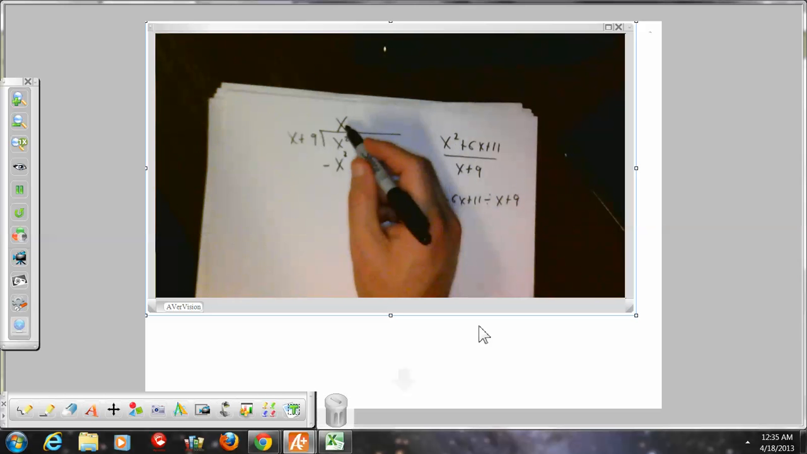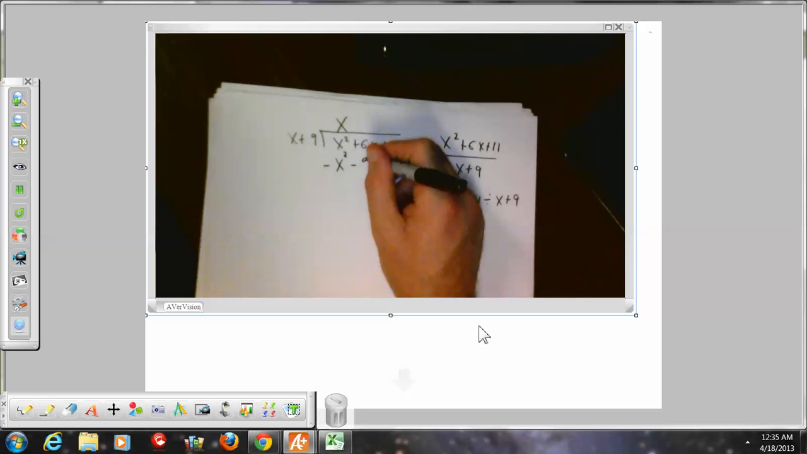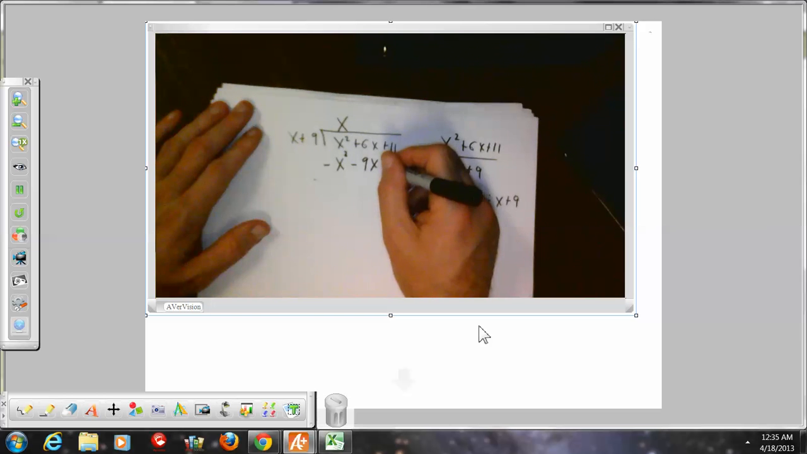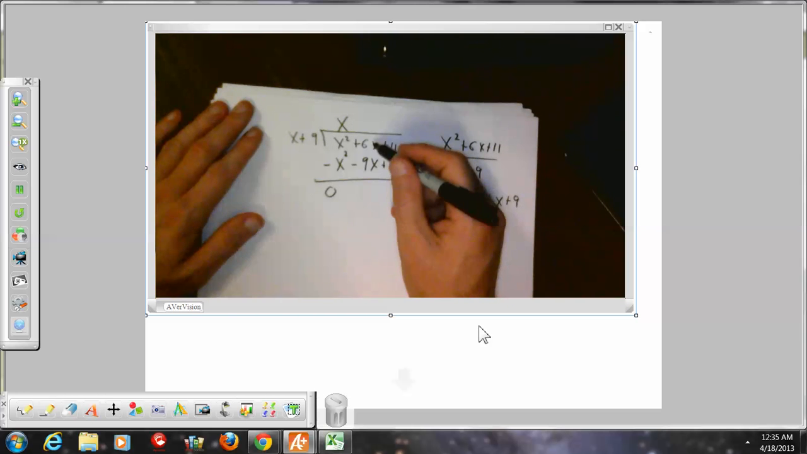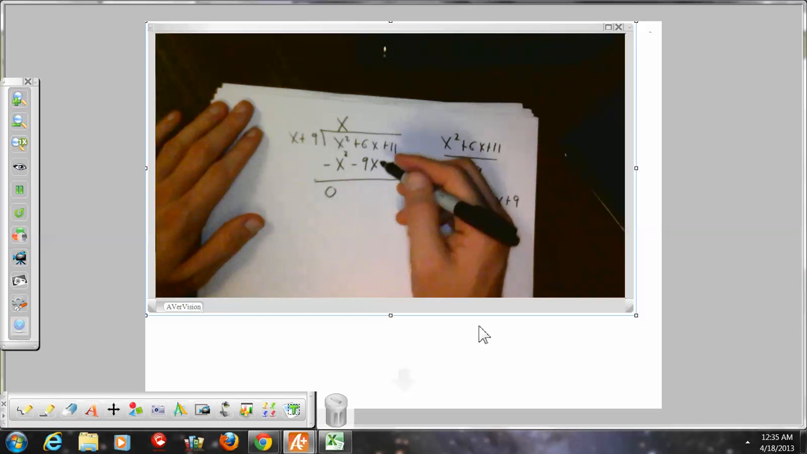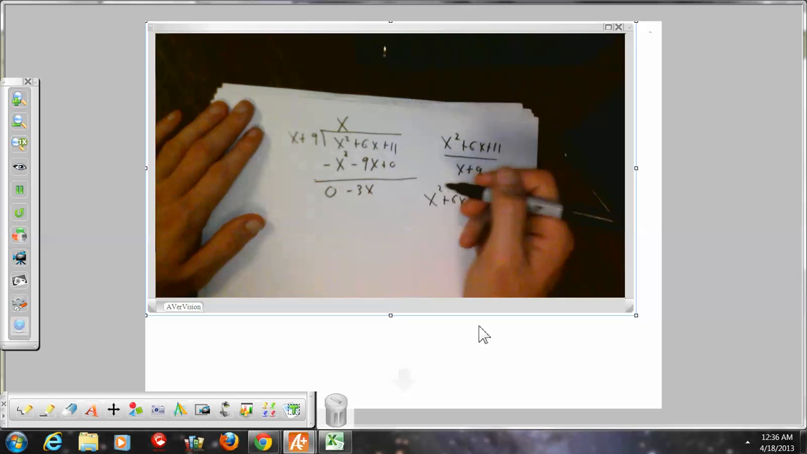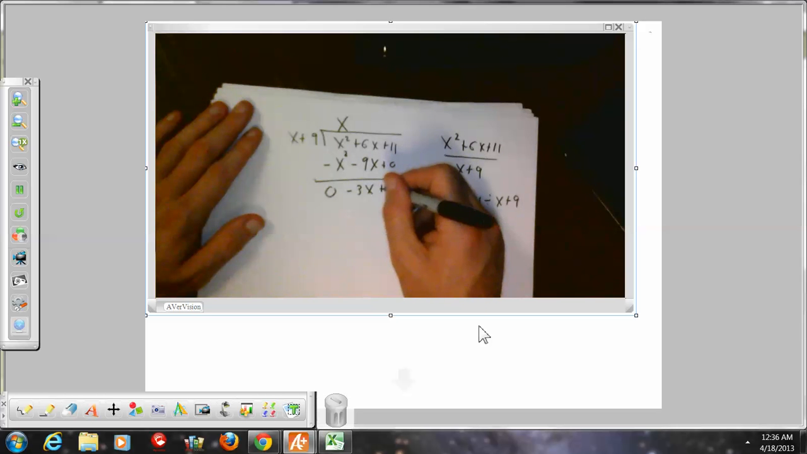Then we're going to do x times 9 is 9x, but we're subtracting, so we flip the sign and make it minus 9x. And if you want, you can put a plus 0 over here if you like, since there's nothing there. Now, x squared minus x squared is 0. 6x minus 9x is negative 3x. And 11 plus 0 is just 11. You can forget the 0 if you like, it doesn't matter.